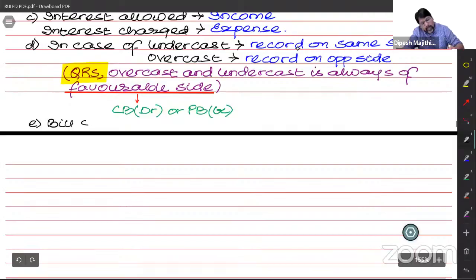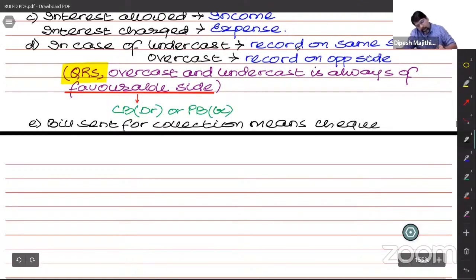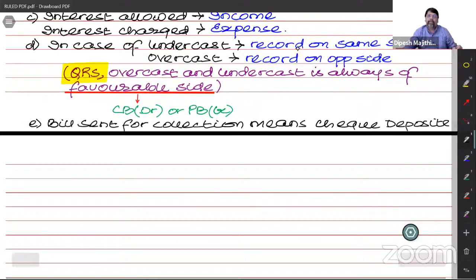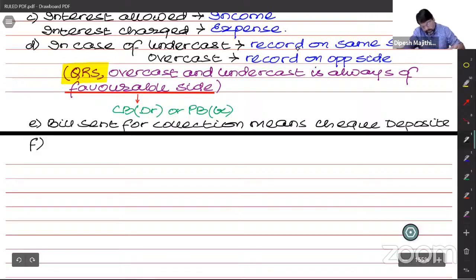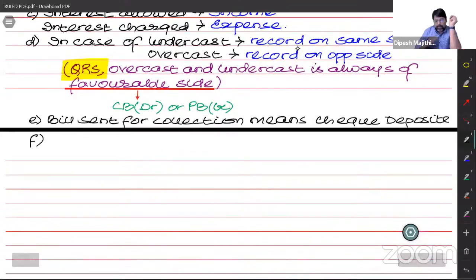Bill sent for collection means check deposited. Correct? F. Now, is this clear?